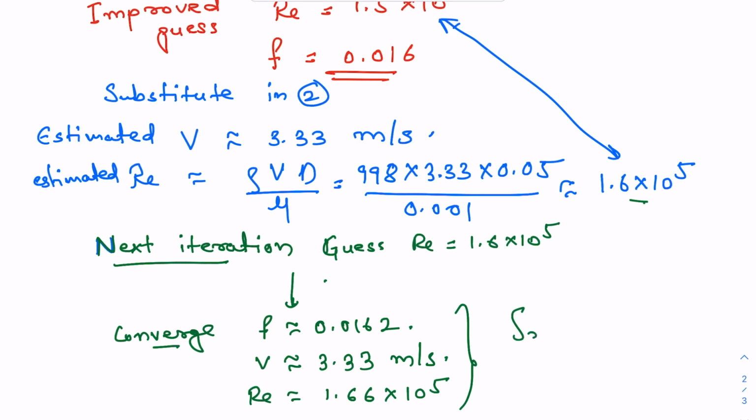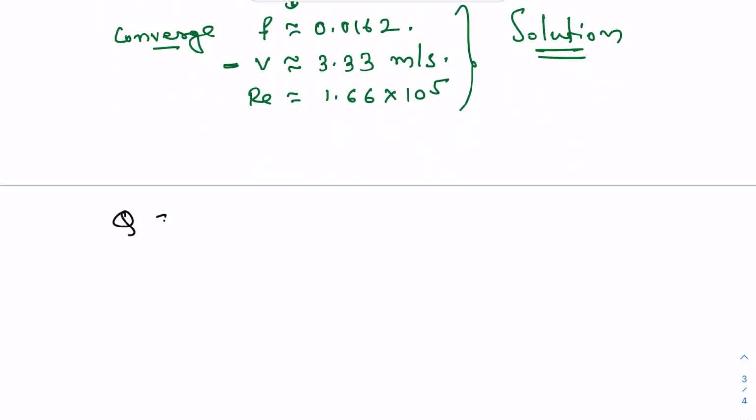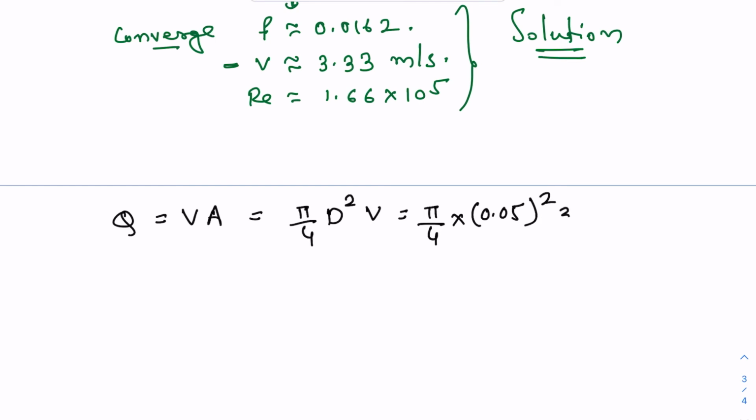So this is your solution, the converged solution after performing 2 iterations. And now that you know the velocity, the flow rate is nothing but velocity times area. So it is pi by 4 times d square into v, which is pi by 4 times 0.05 squared, because the diameter is 5 centimeters, and v is 3.33. We just calculated that. So Q comes out to be equal to 0.00653 meter cubes per second.